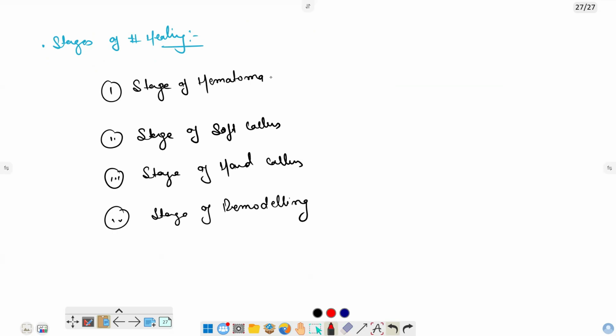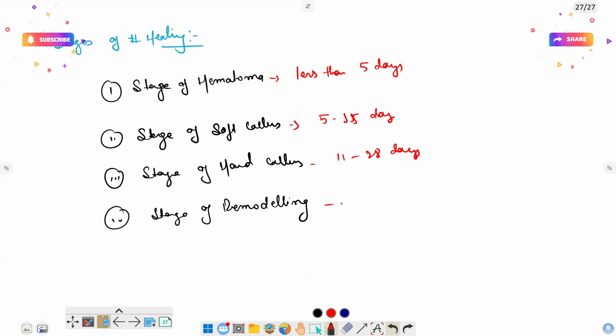Now, the stage of hematoma will last for less than 5 days, around 1 to 5 days. Then the soft callus phase will go for 5 to 11 days, we can say 5 to 15 actually. Then the hard callus will go from 11 to 28 days. And the stage of remodeling goes from 28 days up to many years. The phase of remodeling can go up to some years also.